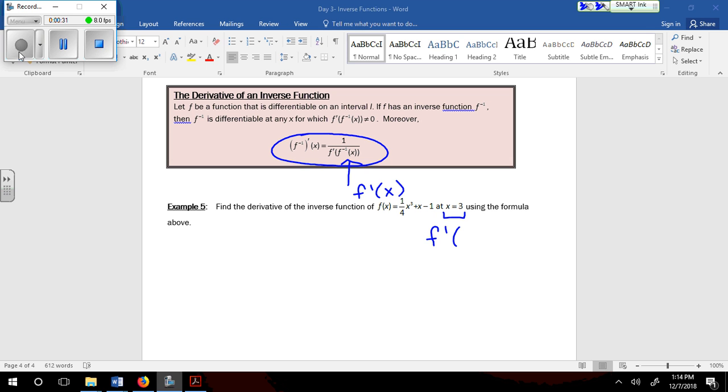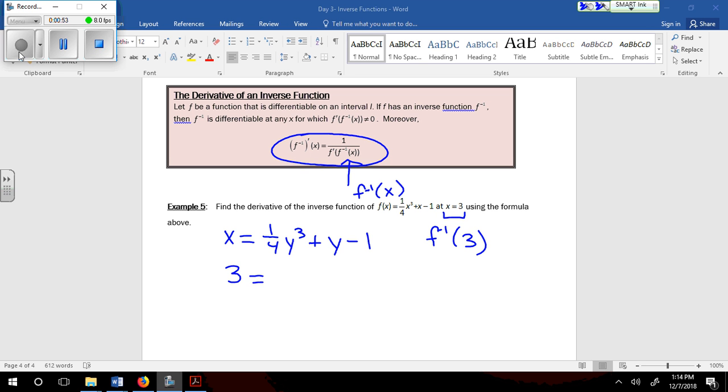I'm sorry, I'm putting a derivative symbol. The inverse at 3. So to do that, we want to find the inverse. We're going to switch our x and y. So x equals 1/4 y cubed plus y minus 1. We're trying to find this at x equals 3. So we're going to plug in a 3 for our x.